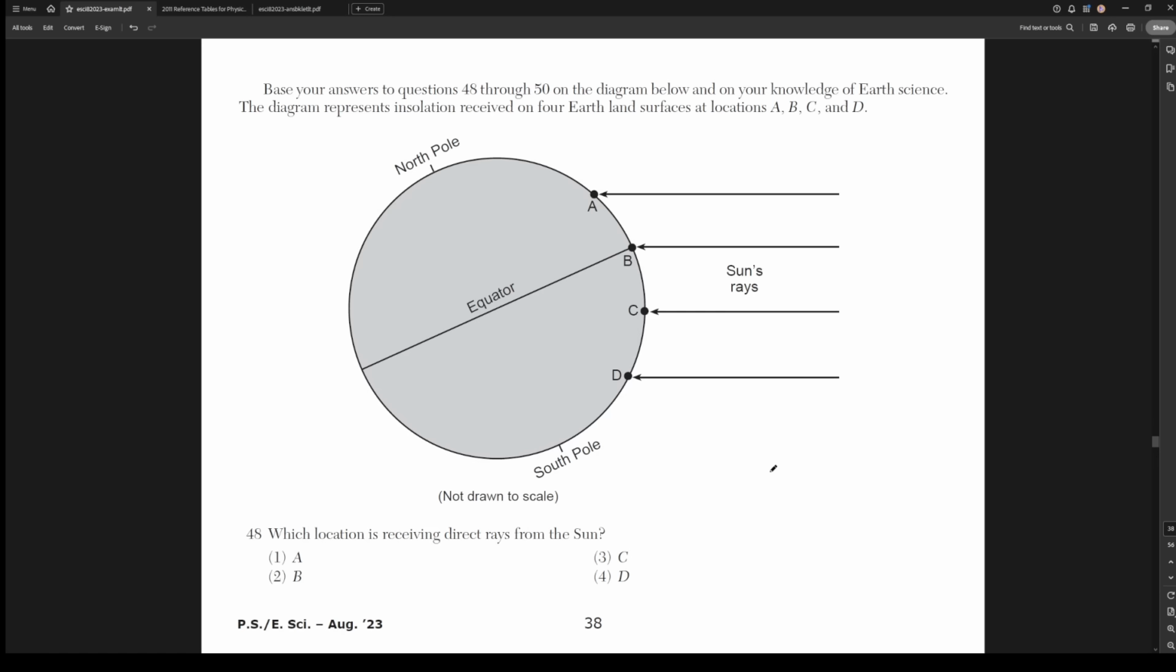Which location receives direct rays from the sun? Okay, North Pole's tilted away from the sun, which means we're getting winter, they're getting summer. So 23.5 degrees south is getting the direct ray. This is December 21st, so it's going to be C.